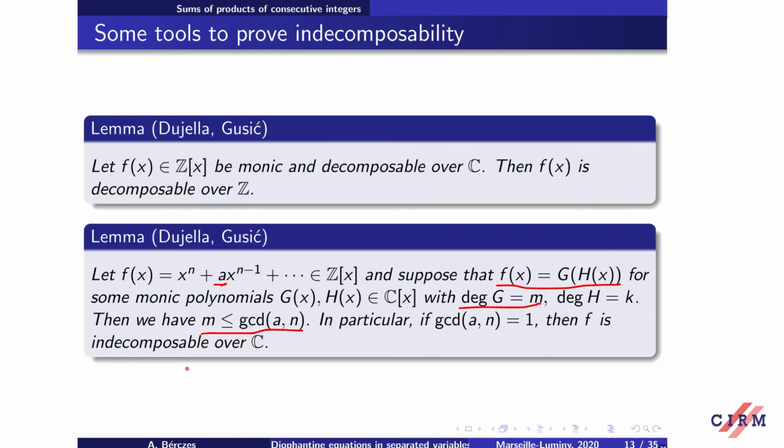So whenever we have a decomposition, the outer polynomial is of degree less than or equal to the GCD of this coefficient a and n, the degree of the polynomial. This means that if the GCD of a and n is 1, that is, they are co-prime, then m is smaller or equal to 1. That means that if a and n are co-prime, then any decomposition has degree of h equal to 1, which means that f is indecomposable. So any decomposition would be a trivial decomposition.